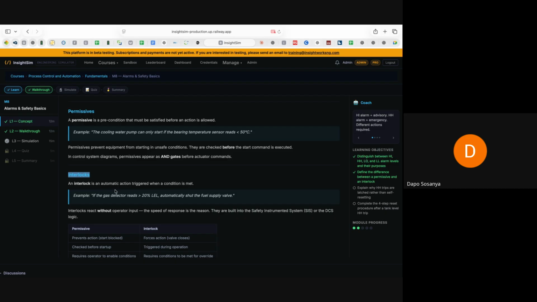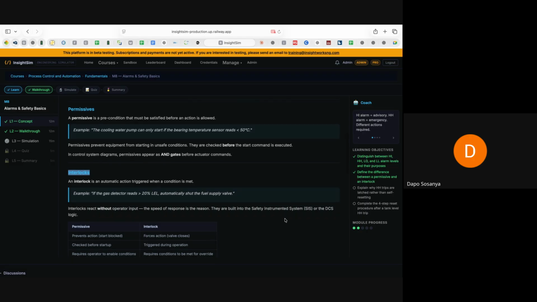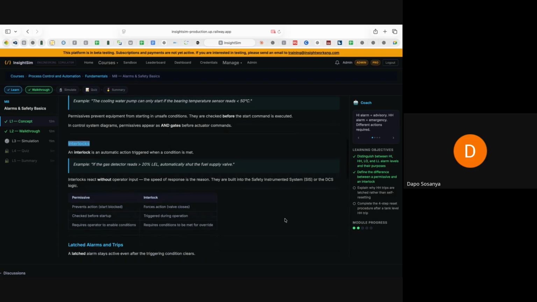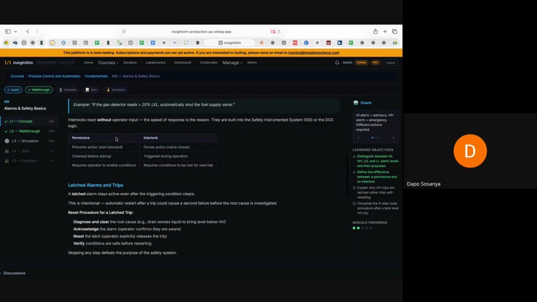An interlock is an automatic action that is triggered when a condition is met. The interlock reacts without operator input. The speed of response is the reason they are built into the safety instrumented system or the DCS logic. So, the difference between the permissive and the interlock.